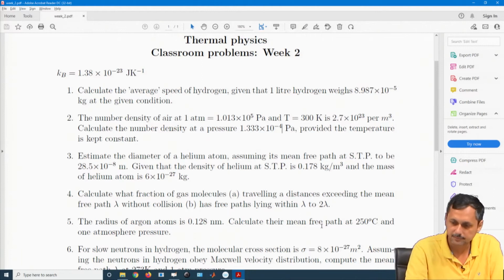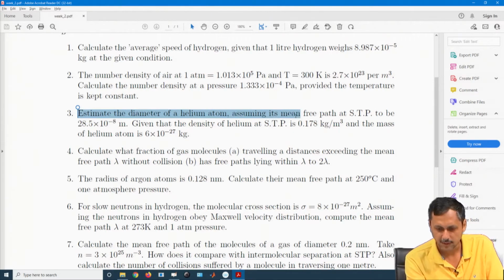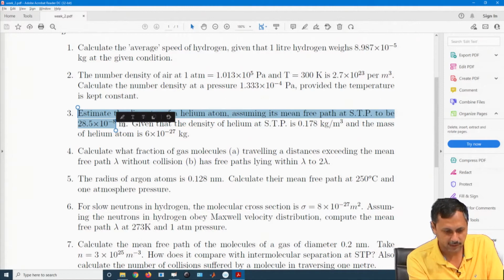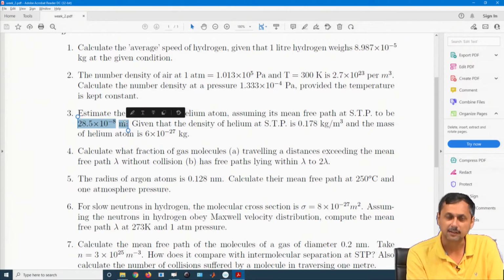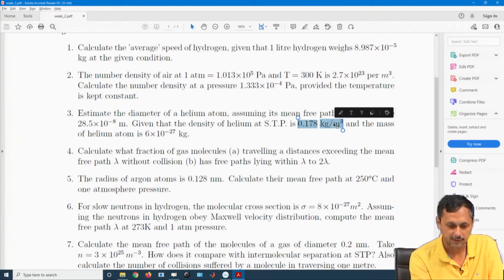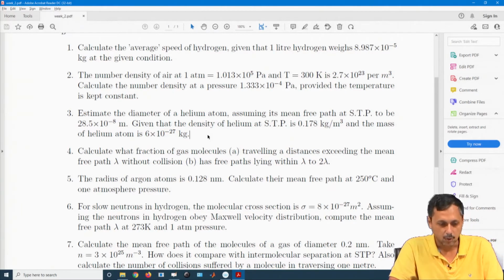Third problem. Now, estimate the diameter of a helium atom, assuming its mean free path at STP to be 2.85 into 10 to the power minus 8 meter. Given that the density of helium at STP is 0.178 kg per meter cube, and the mass of a helium atom is 6 into 10 to the power minus 27 kg. Okay. So, we have to estimate the diameter of the helium atom.